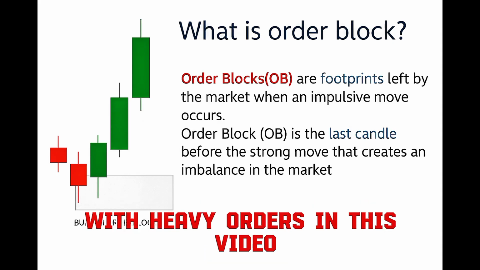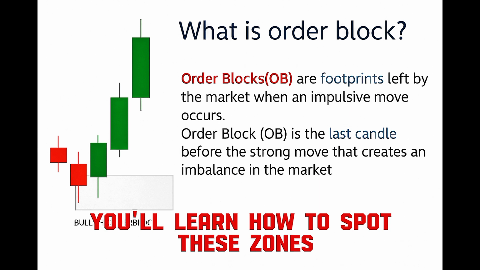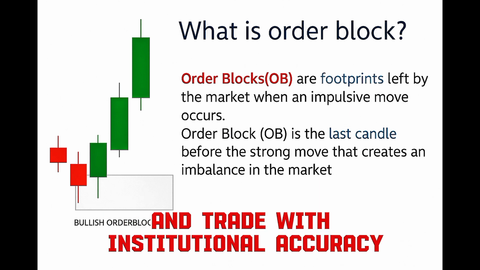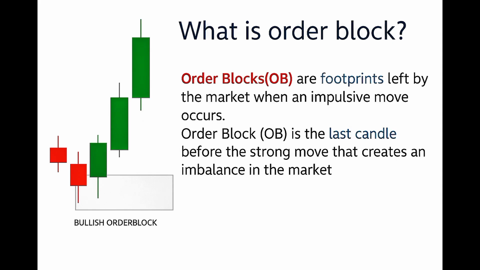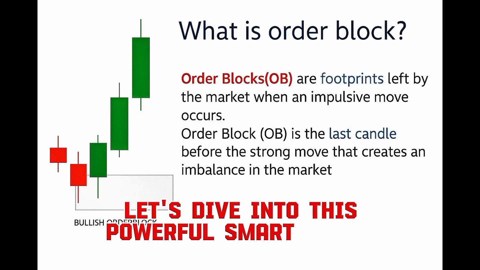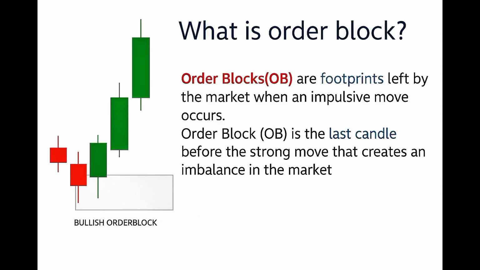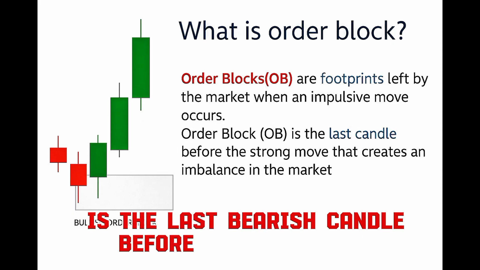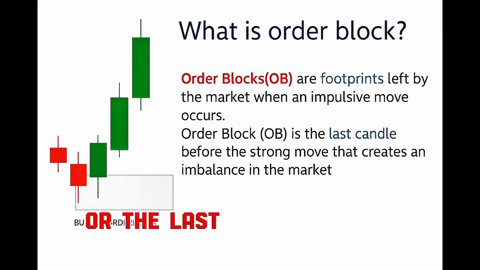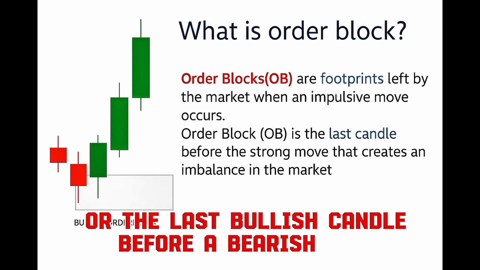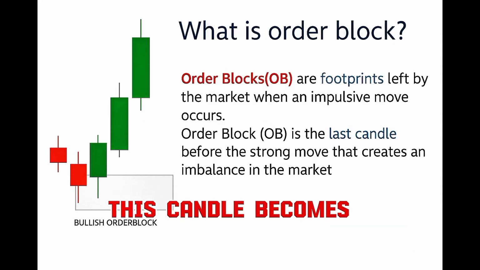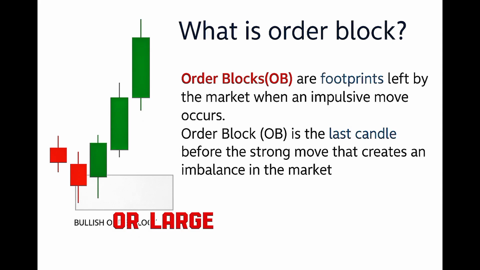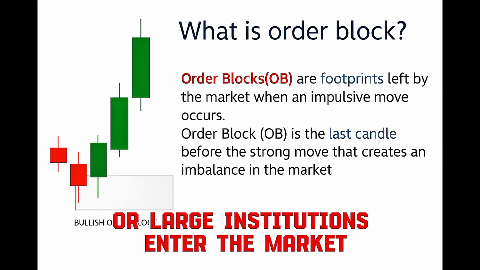These zones show where big players enter the market with heavy orders. In this video, you'll learn how to spot these zones, understand their logic, and trade with institutional accuracy using order blocks. Let's dive into this powerful smart money strategy. An order block, or OB, is the last bearish candle before a bullish move, or the last bullish candle before a bearish move. This candle becomes a zone of institutional orders, marking where banks or large institutions enter the market.